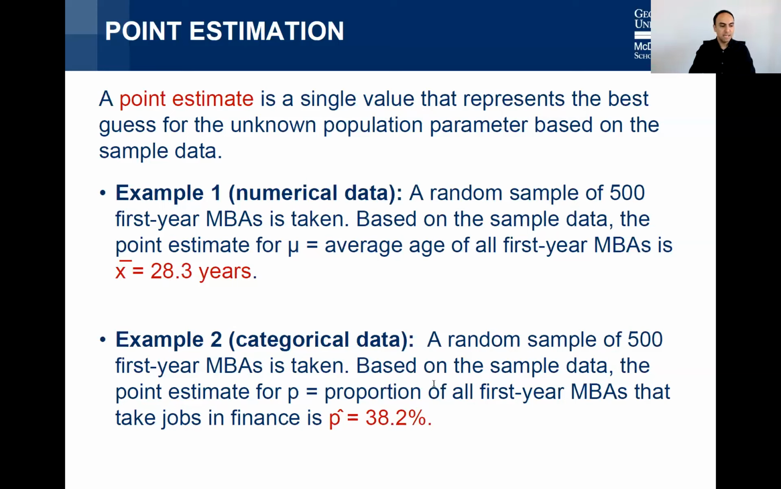Imagine taking the same sample, but this time you're looking at the proportion of first-year MBAs that take jobs in finance. The sample statistic, the point estimate in this case, was 38.2%. You took this sample to be able to generalize that to the whole population, to say something about the population. In other words, inferential statistics. So this is a point estimate.